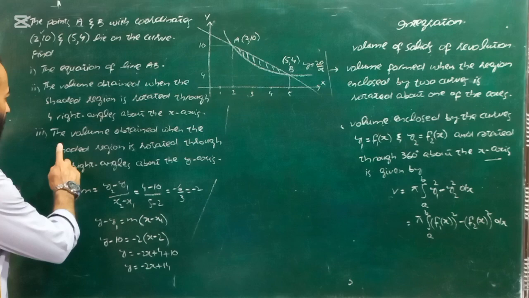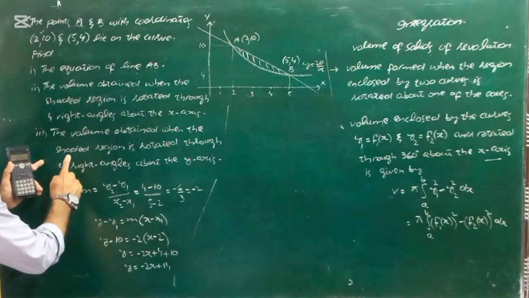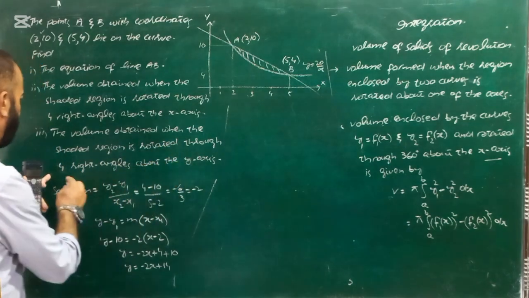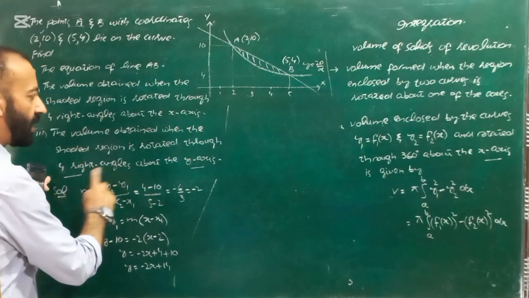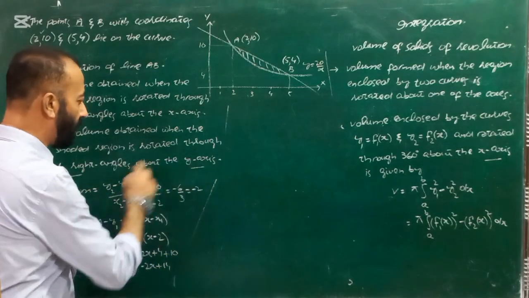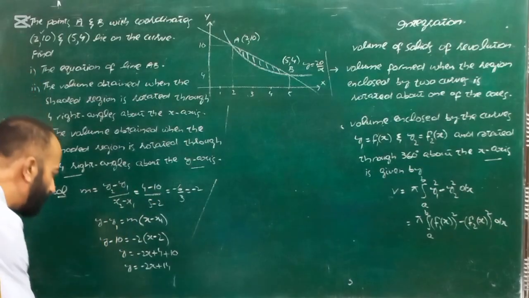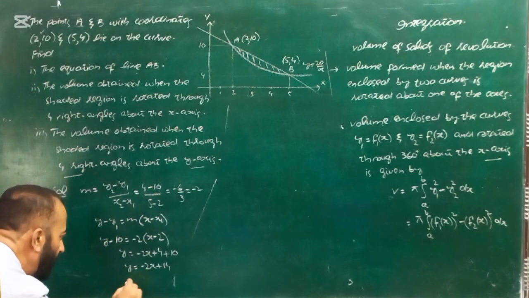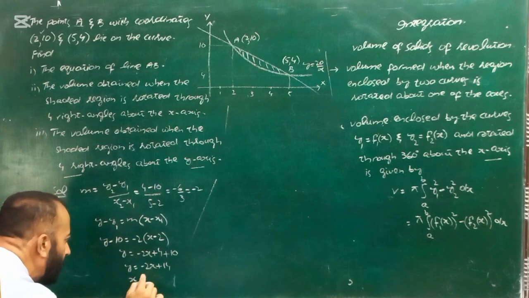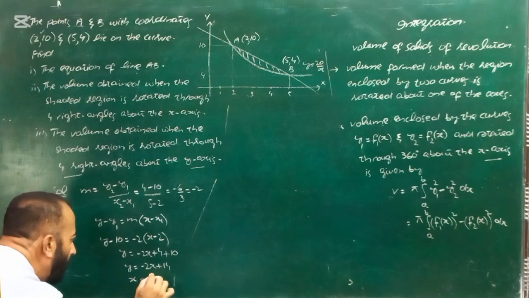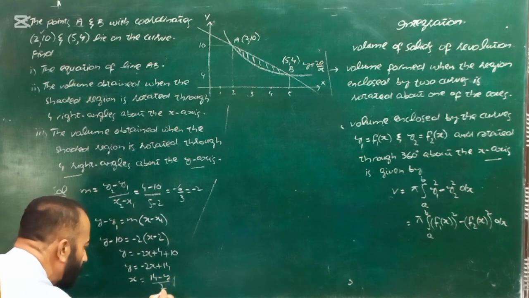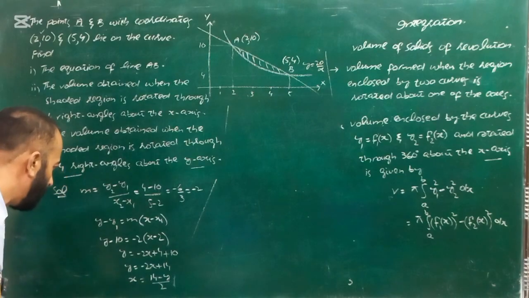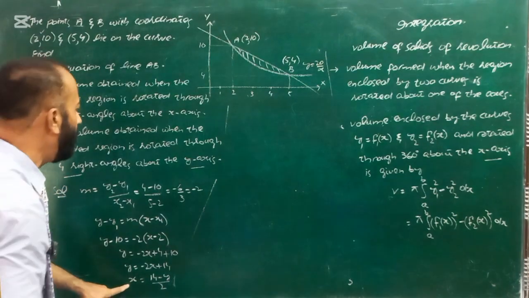Okay, now the third part, the volume obtained when the shaded region is rotated through 4 right angles about the y-axis. So 4 right angles, that is equal to 360 degrees, and about the y-axis. So for the y-axis we require x, so x is equal to 14 minus y over 2. So this is the equation of the straight line.